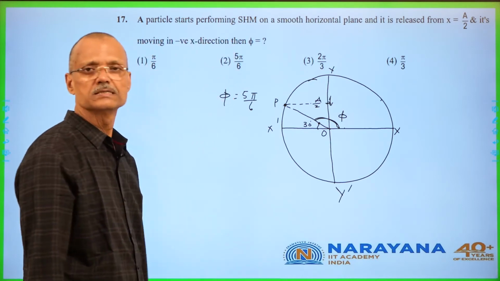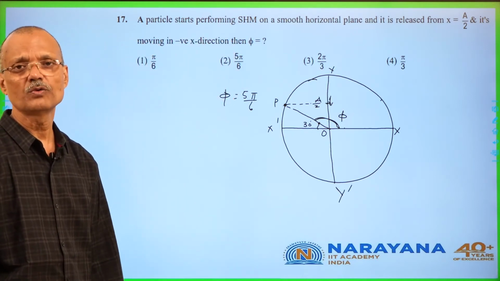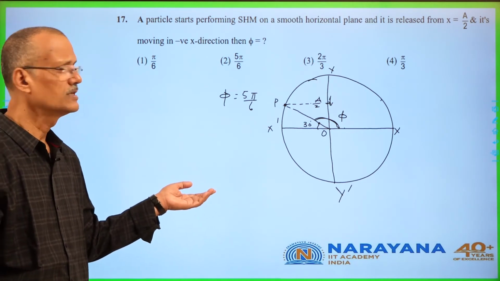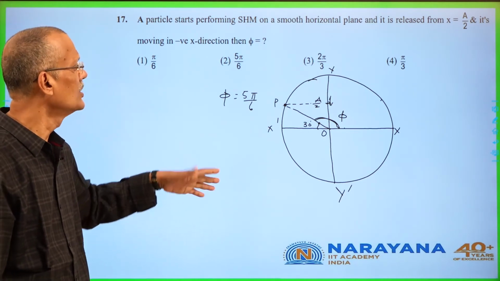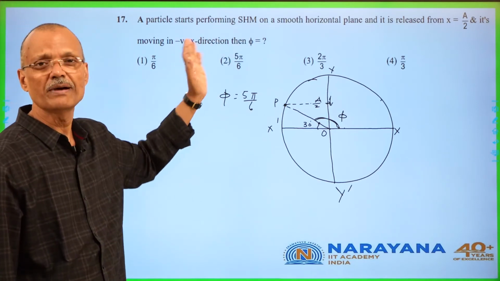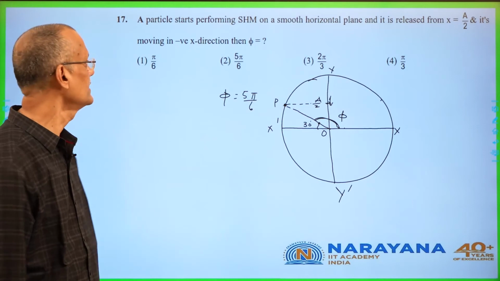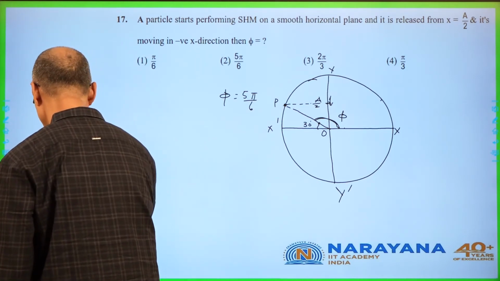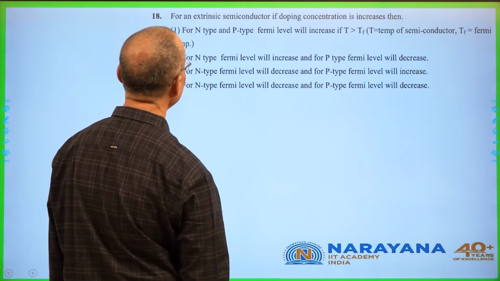Very, very simple problem. The children who know circle of reference, they can solve it just in 10 seconds or 20 seconds. No need to draw the diagram also. Simply by seeing a by 2 and minus, they can take the answer. Let us move now to next question, 18.